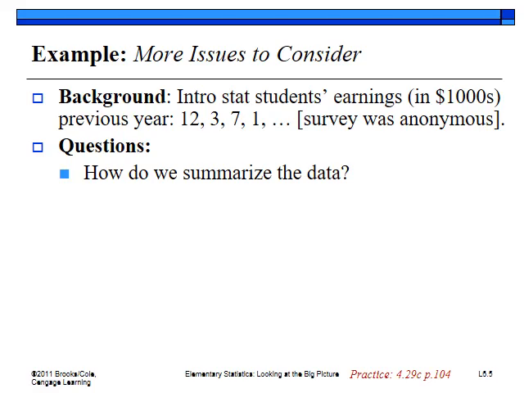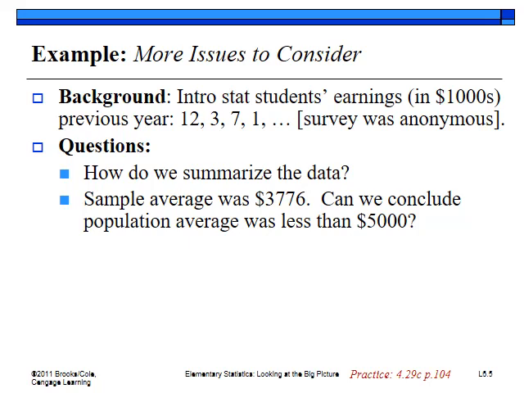So with this data set, what would be a good way to summarize it? One way would be to look at the mean. The mean, or average, was $3,776. Remember, if you look at just the numbers, those were in thousands of dollars. So if you found the mean of the numbers that were given in the data set, it would be 3.776. So can we conclude that the average for the population, that is all of the students at this university, was less than $5,000?